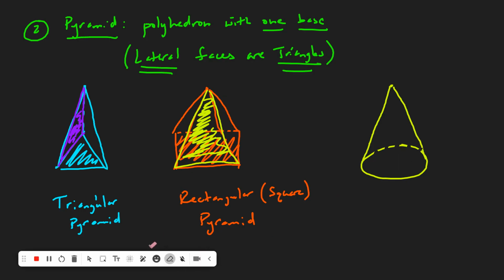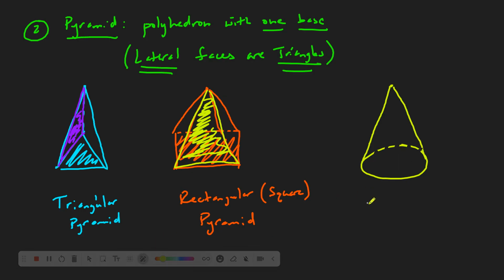Okay, and again, if we look at this cone, when you think of cone, think of circle. So the base is this circle, and if you unwrap what goes around, it's estimated to be like a triangle. It really isn't a triangle because it's curved, but we estimate it to be a triangle, and that is what the lateral face comes out to be.